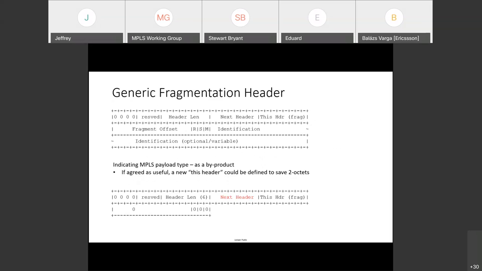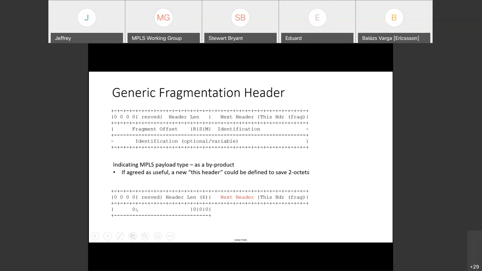This is another example, the generic fragmentation. So we have the next header that tells whether another GDFH header follows or if it's an IP payload, and this header says that it's a fragmentation. And there are fields there for fragmentation purposes. And now, if you want to indicate the real payload after this one, you can use the next header. And even if you don't use the fragmentation, you can still use the fragmentation header to indicate the payload type that comes after that.